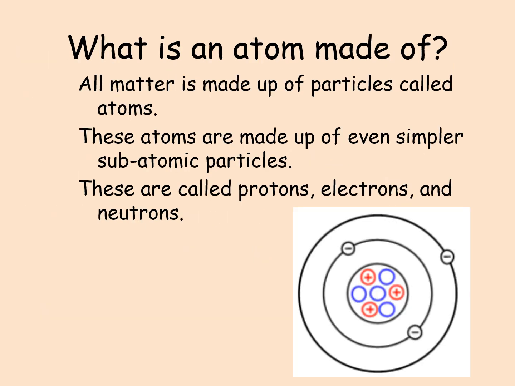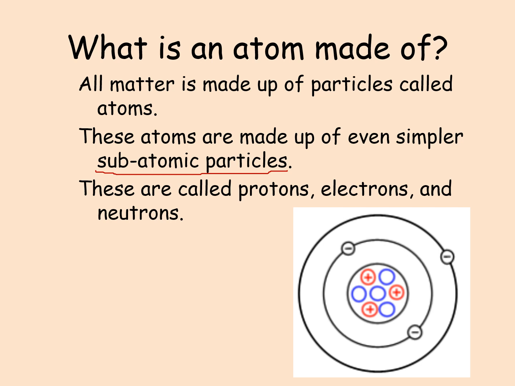So what is an atom made of? Key bit of information that we need to know. All matter is made up of particles called atoms. These atoms are made up of even simpler subatomic particles. Subatomic means that they are less than an atom. They are smaller than an atom because they make up atoms.